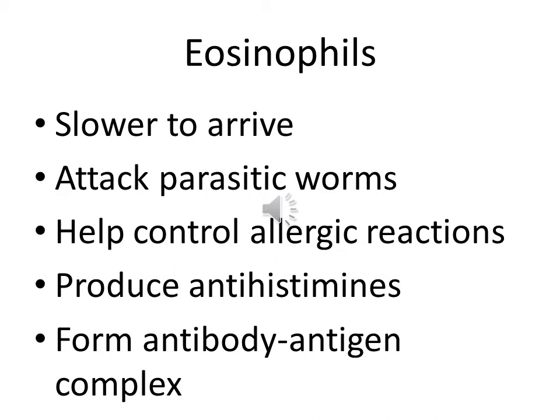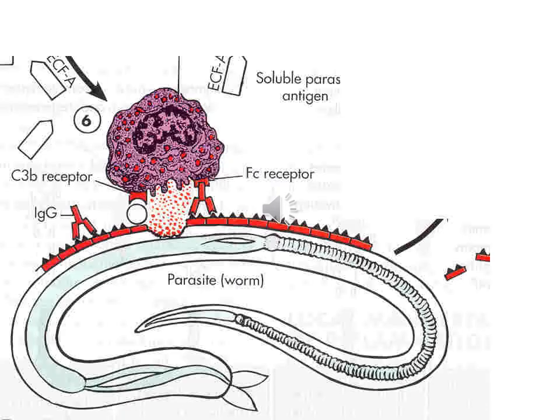They do this by producing an antihistamine enzyme. They also detoxify foreign proteins by forming an antibody-antigen complex with them. Some of the granules of eosinophils contain a protein that is highly toxic to parasitic worms. Because eosinophils are relatively long-lived, they often play a role in chronic inflammation. Here we see an eosinophil attacking the covering of a parasitic worm. The chemicals that are released help digest the surface covering of the worm.